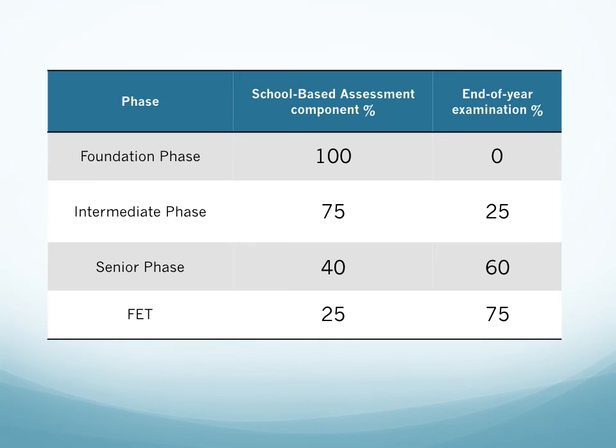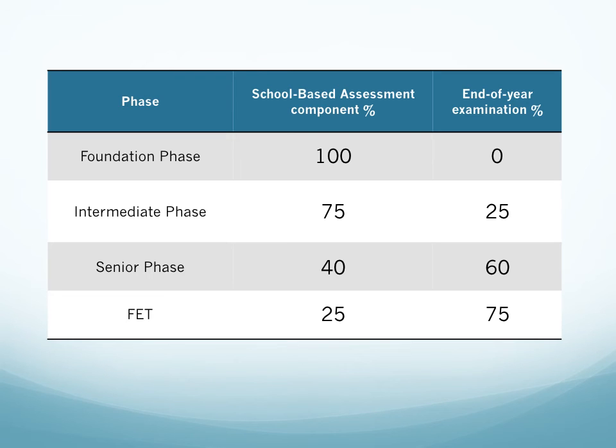Now, the table on your screen shows you how it changes for different phases. So for example, in foundation phase, and remember this is only for the end of the year mark, not for each term, it doesn't change between the end of the year and the term because the whole mark or code is made up of school-based assessment. There are no exams in foundation phase. In intermediate phase, 25% of the marks used at the end of the year come from the exam. The 75% come from all the other formal assessments. Remember, no informal assessment may be included.